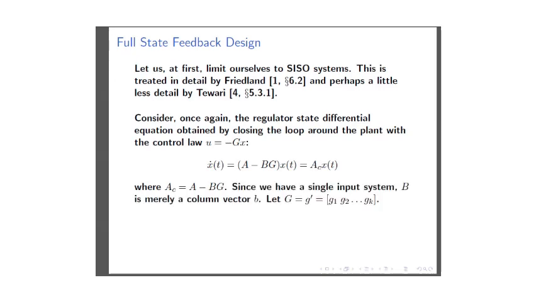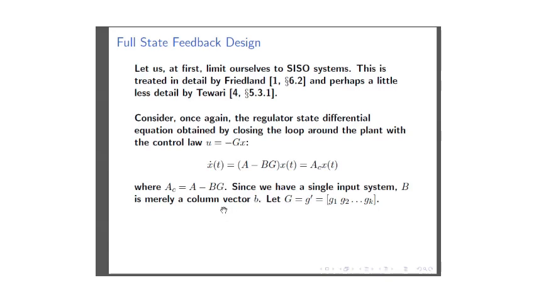Now, since we have a single input system, the B is merely a column vector, and because of that, Friedland then changes it to a small b. He has the notation that he always uses a small letter for a column vector, and for the row vector, he simply writes the transpose of a small letter.